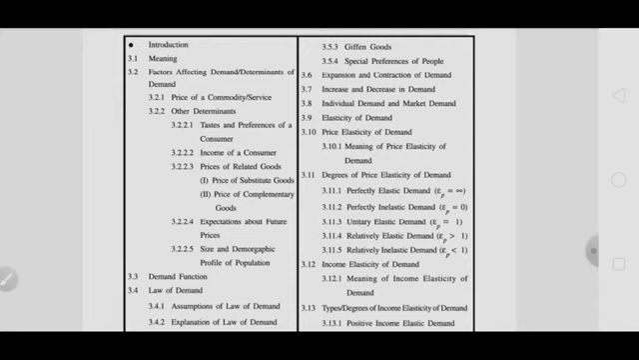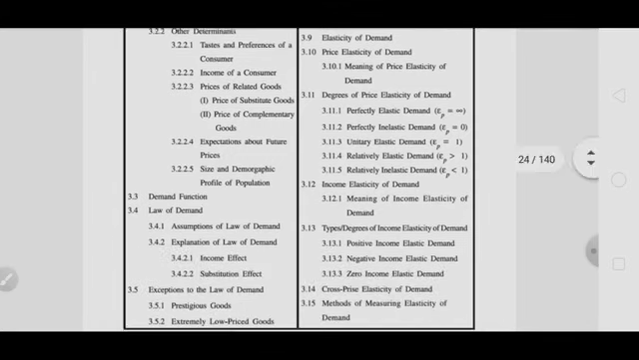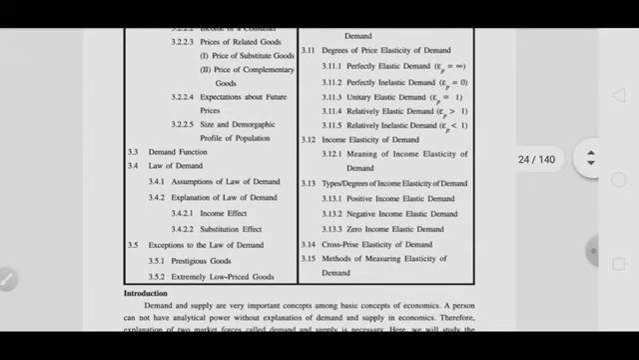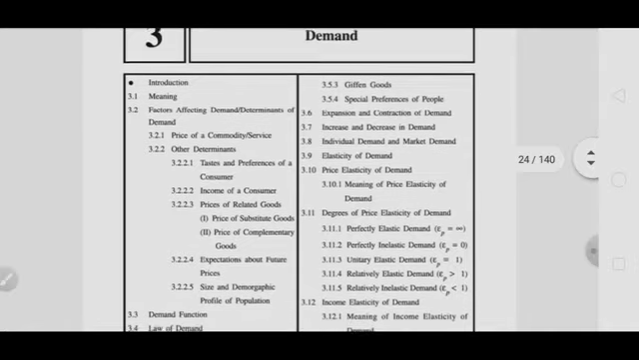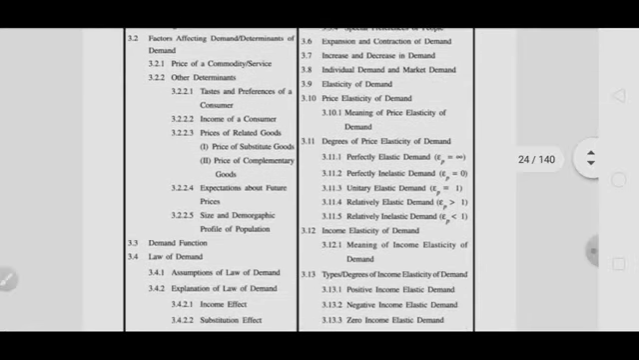Then after the meaning we'll discuss the factors, which means those determinants which decide the demand. Then the demand function, which means the functional relationship between the demand and its different elements. Law of demand. Then exceptions, because there are some exceptions. And expansion, contraction, increase, decrease.